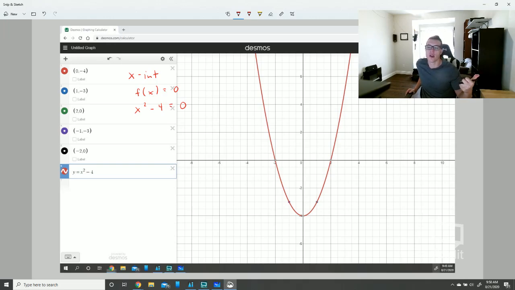Quadratic formula? Great, you can do that. This one's a little bit simpler. Probably don't need to do that. Complete the square? Wow, you do not need to complete the square. If you're learning to do that, go for it.